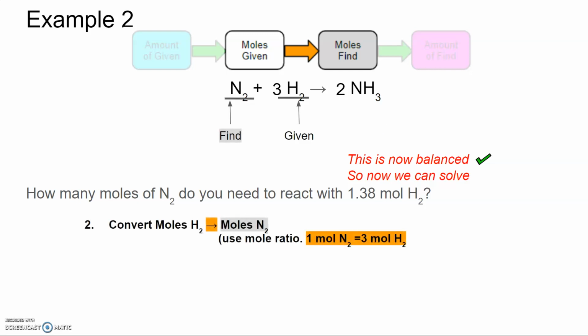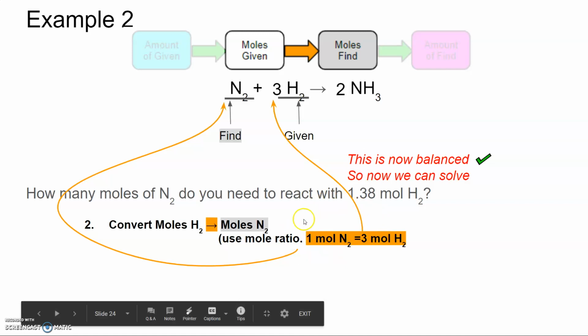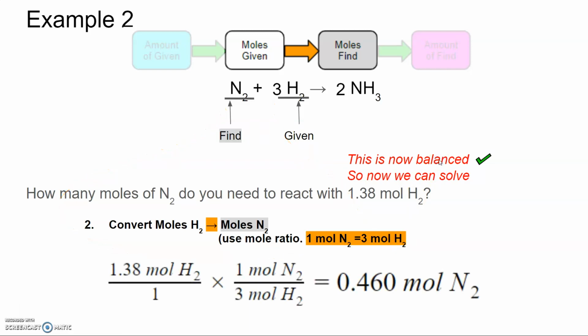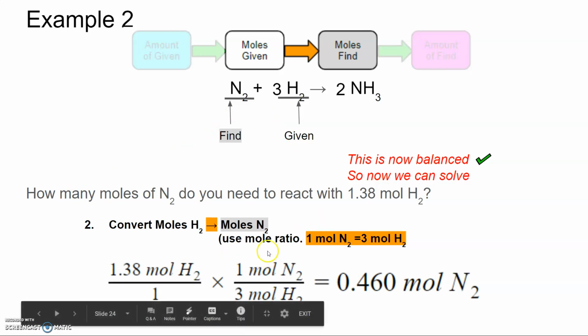So to convert from moles of H2 to moles of N2, we're going to use these coefficients to make our conversion factor. So the ratio is 1 mole of N2 to 3 moles of H2, or you can say 1 mole of N2 is equivalent to 3 moles of H2. Remember, we use this information to make our conversion factor fraction when we're solving. All right, in terms of the math, what does it look like? We're going to take our given, which is 1.38 moles of H2 over 1, and then multiply it by this conversion factor fraction.